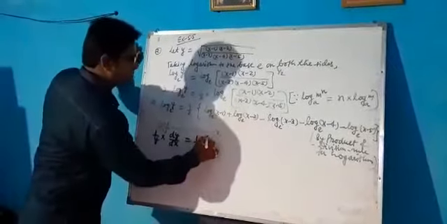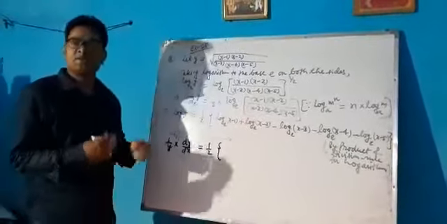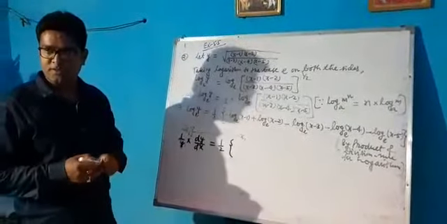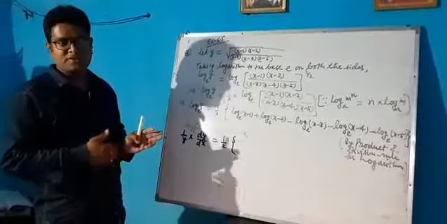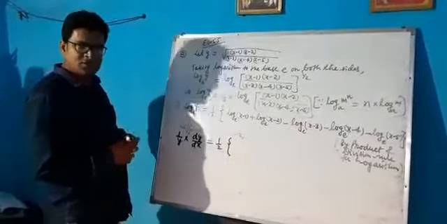Now directly solve it. Log (x minus 1) is a function of x minus 1, so the derivative is 1 by (x minus 1). Then x minus 1 is a function of x, so its derivative is 1 minus 0. So let us do accordingly.